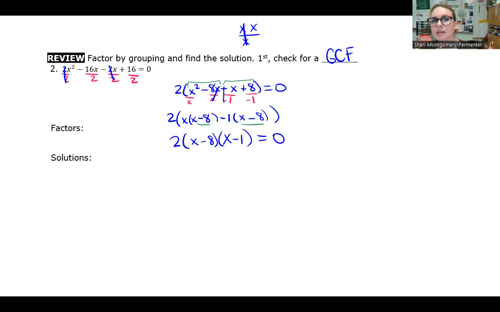If I have factors like that, can I easily find solutions? Does the 2 matter? Does the 2 change my solution? No, so I only look at the stuff that's in parentheses. There has to be an X for me to find what X is. So there's no X with the 2.